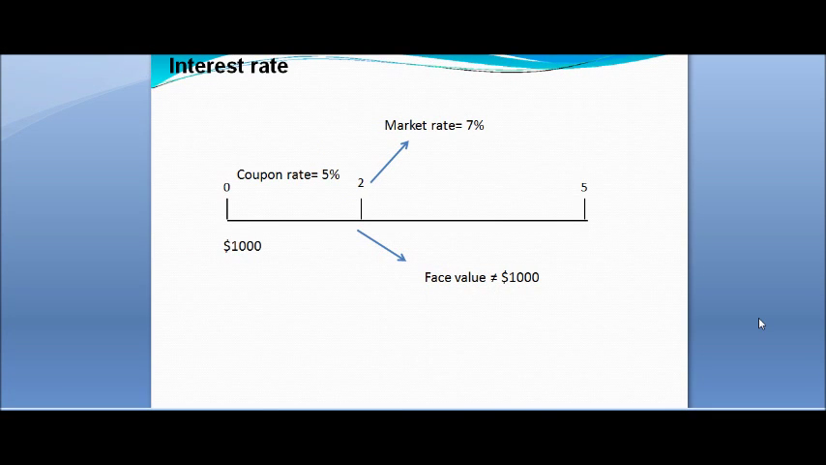And the opposite would happen if the market rate has dropped below the coupon rate of 5%. In that case, the demand for your bond will go up, because now you are offering a higher interest rate than the market rate. In that case, you'd be able to charge a premium price.